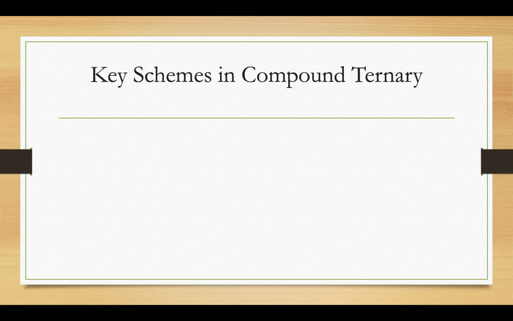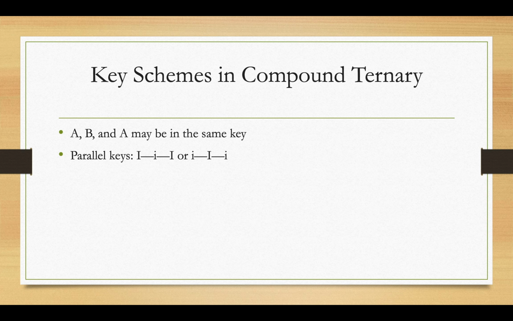Next, let's talk a little bit about common key schemes in compound ternary movements. One common option is for all 3 of the main sections, A, B, and A, to be in the same key. This is particularly common in minuet and trio movements. Another option is to combine parallel keys, either having the outer sections in major and the inner section in minor, or the outer sections in minor and the inner section in major, keeping the same tonic pitch throughout the movement. Going to the subdominant for the middle contrasting section is also a common option, particularly if we're talking about European marches.